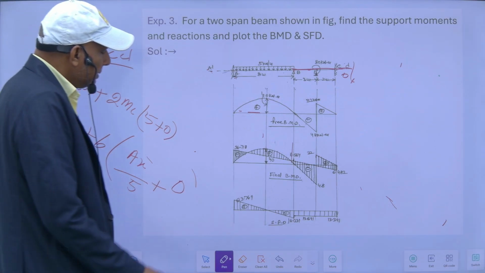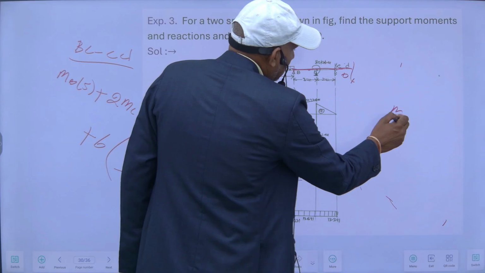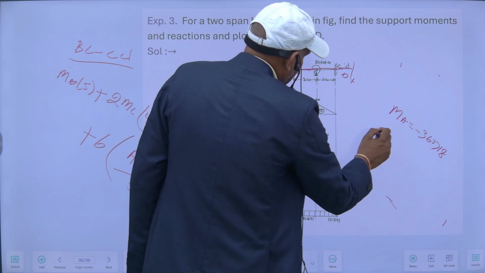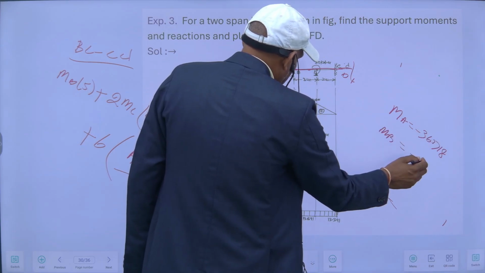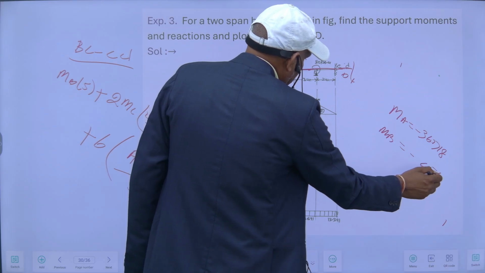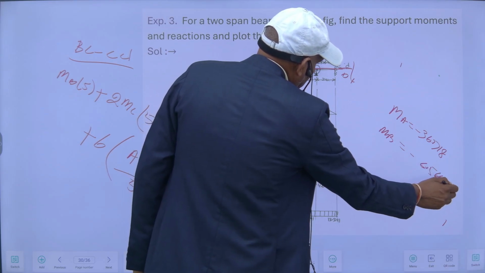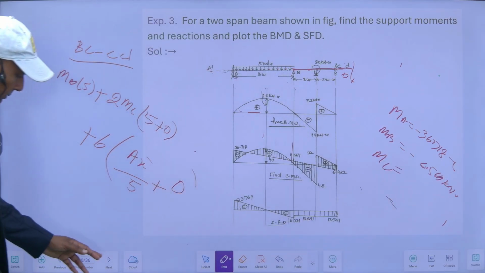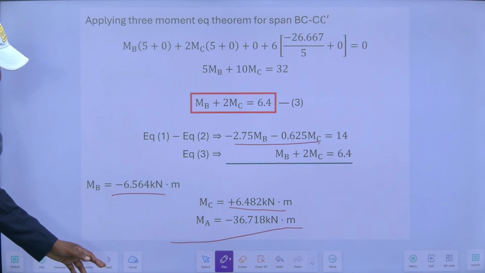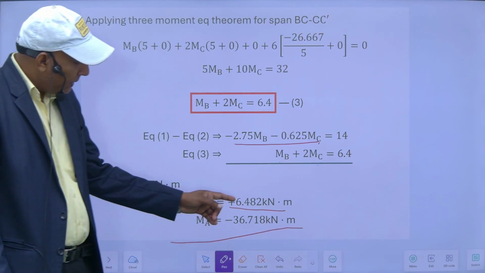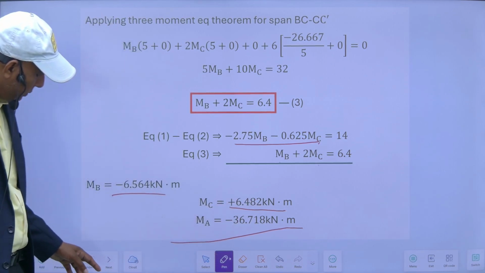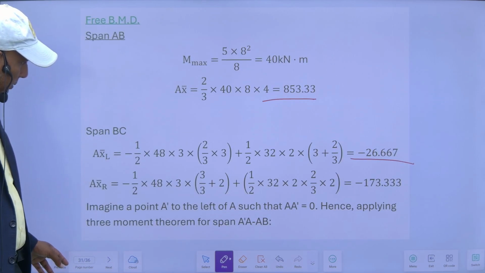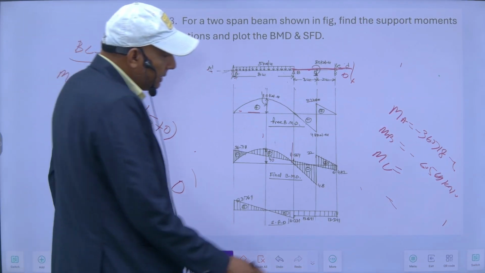So this is ma is equal to minus 36.7818, mb is equal to minus 6.564, and mc is equal to plus 6.482. So mc is equal to plus.